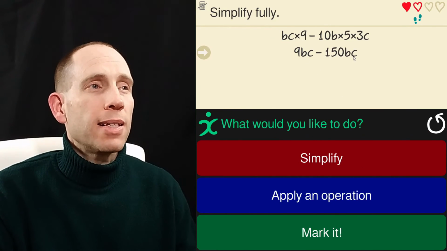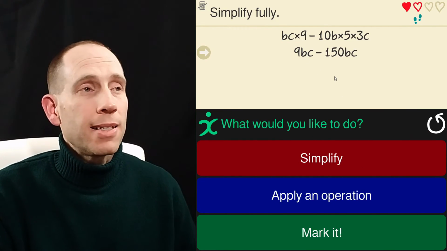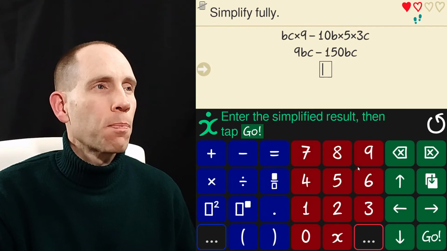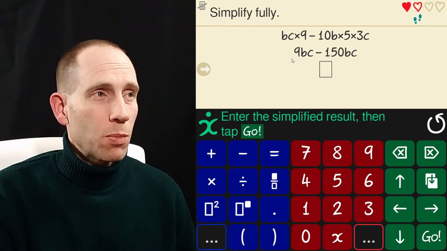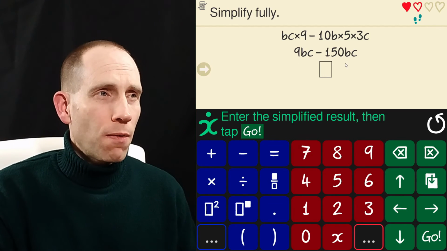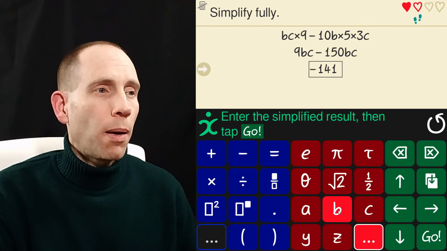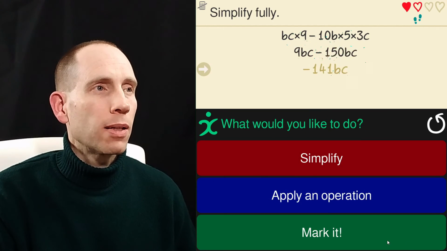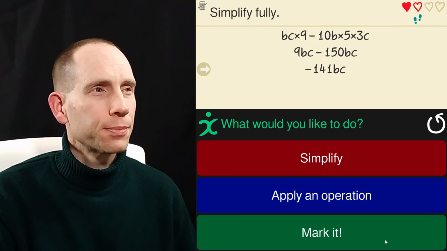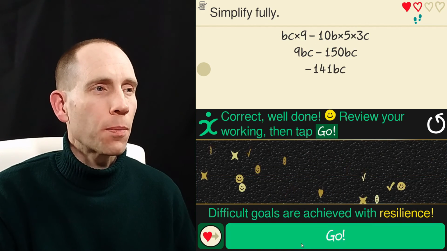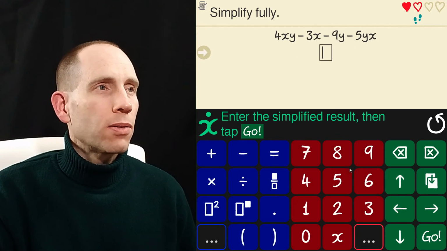I need to collect these like terms. I've got two BC terms that can be collected together. So if I simplify that, positive 9, remember the visible plus sign, take away 150, I think that's going to give me minus 141 BC. Let's see if that's right. Yeah, it likes that. Good. There we go. Okay, let's try one more.